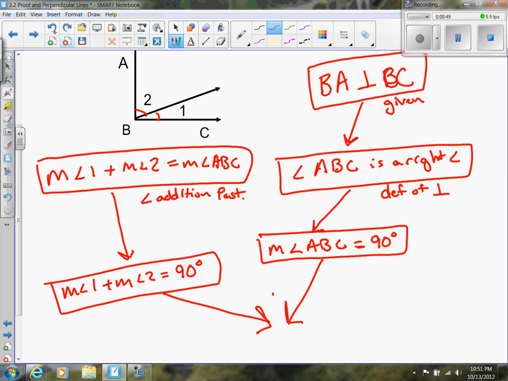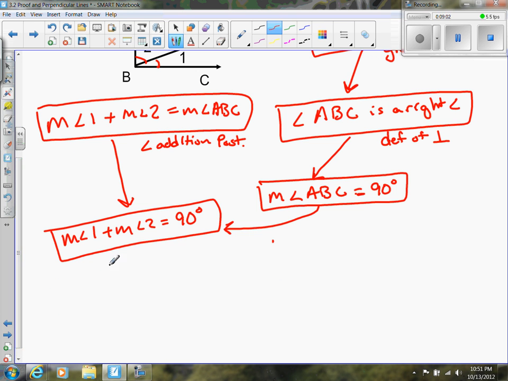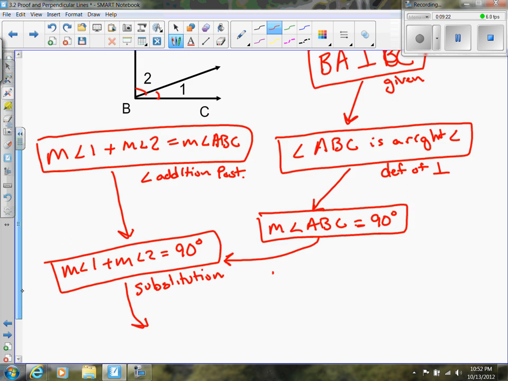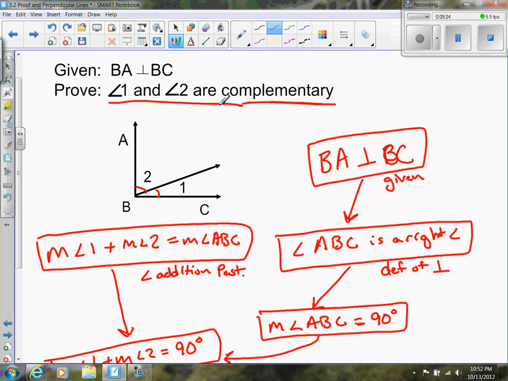Actually, here's my mistake. I knew I'd make one. Here's the flow, right? I'm using this statement and this statement. I should really be drawing that arrow there. So I'm using these two statements to make a substitution. Okay? Don't think it comes easy every single time, even for a teacher. It takes thought. And then from there, if I know that two angles add up to 90 degrees, I can make my conclusion, what I'm trying to prove.